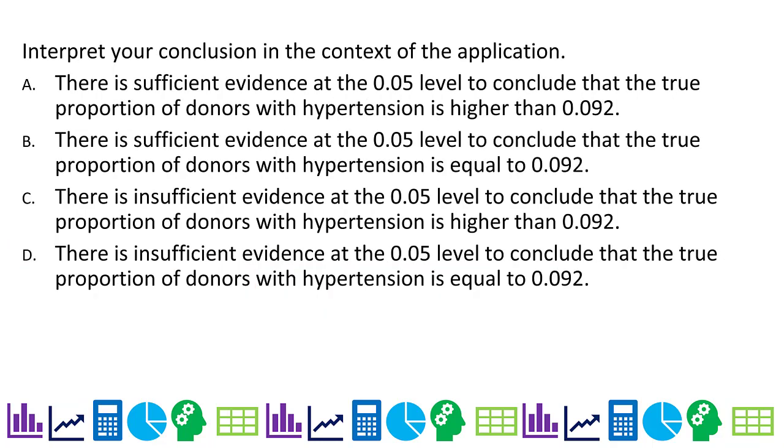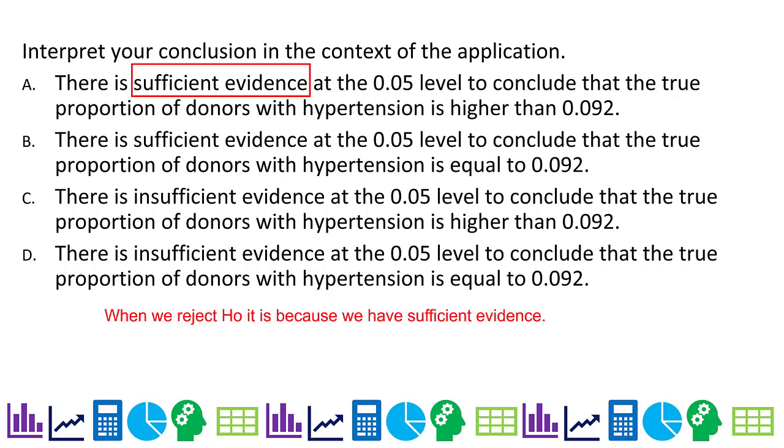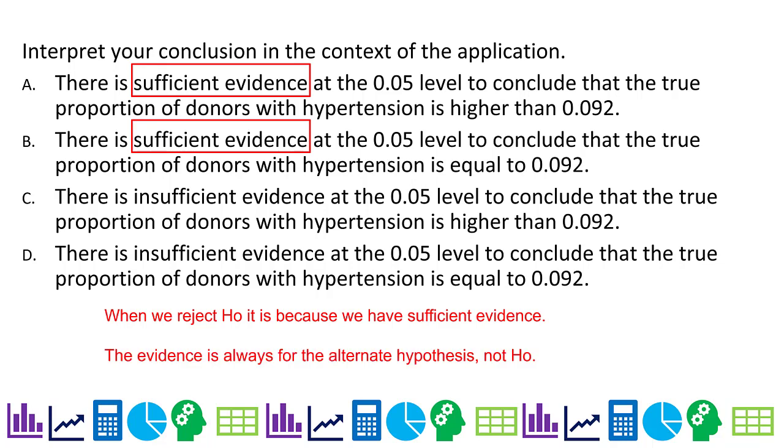Interpret our conclusion. Well, we only do this because we have sufficient evidence, all right? So we look for the ones that say sufficient evidence, and then the evidence is always for the alternate hypothesis. The alternate didn't say equals to, it said higher than. So the correct answer is A. There is sufficient evidence at the 0.05 level to conclude that the true proportion of donors with hypertension is higher than 0.092.